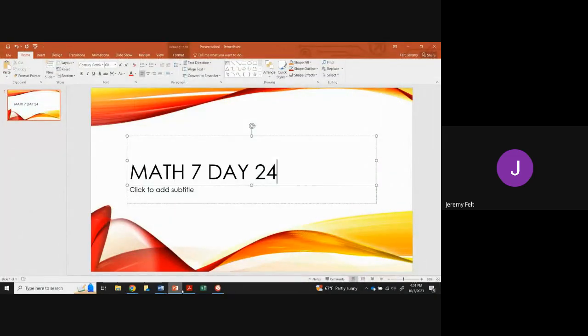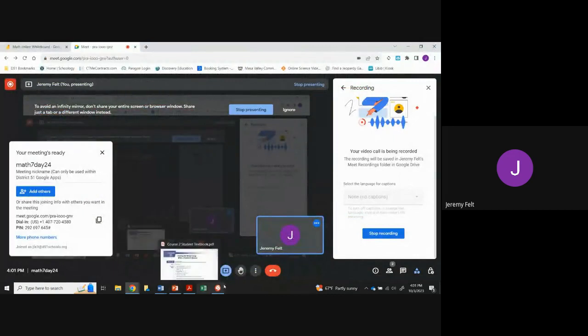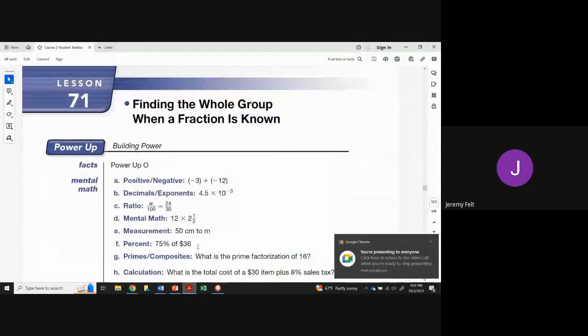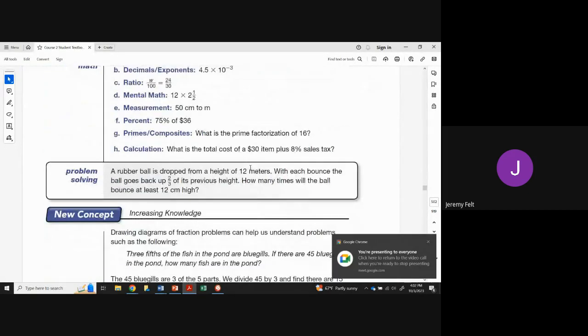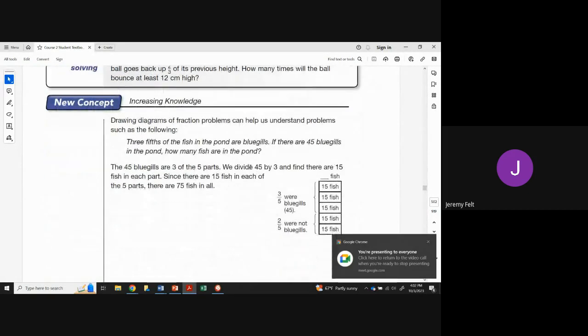All right, today, you guys, is day 24. So we are looking at just one lesson today: Lesson 71, finding the whole group when a fraction is known. We've seen a lot of these word problems.